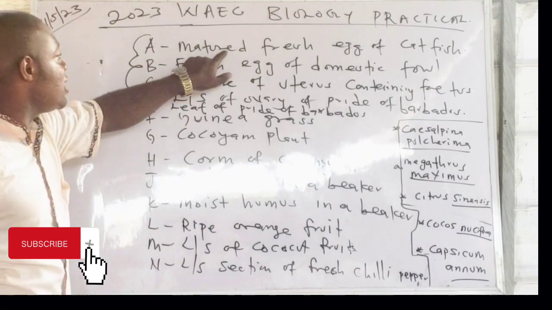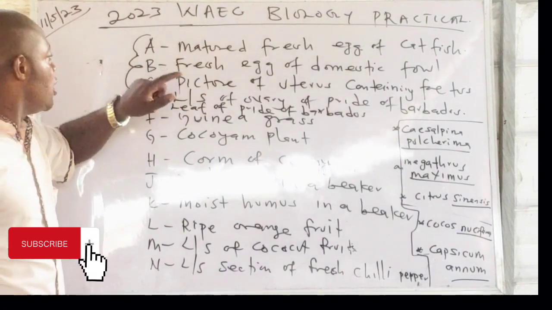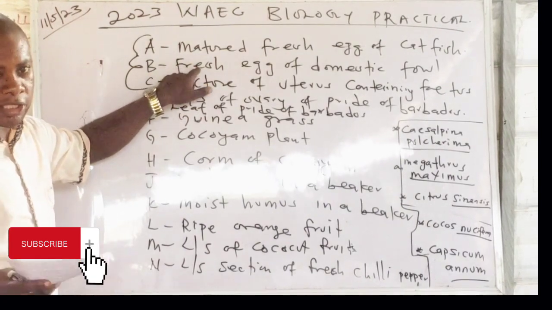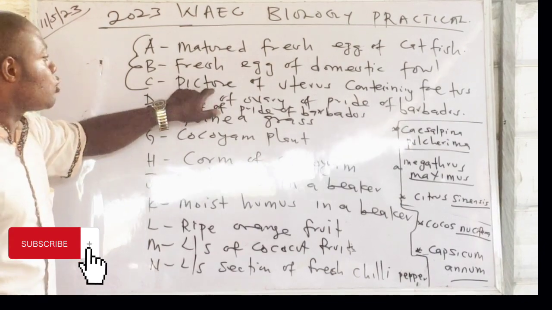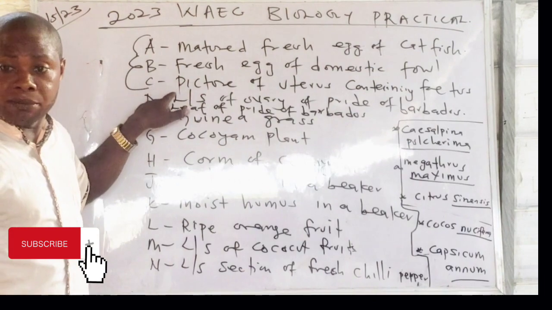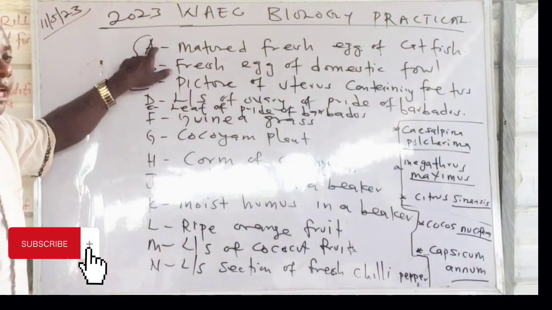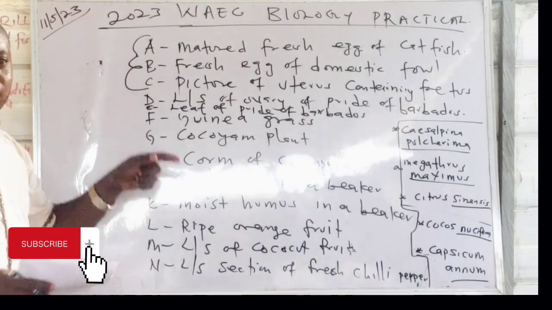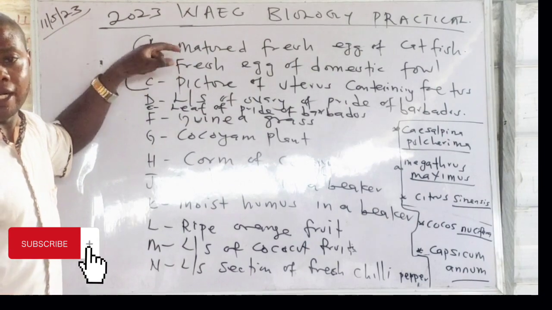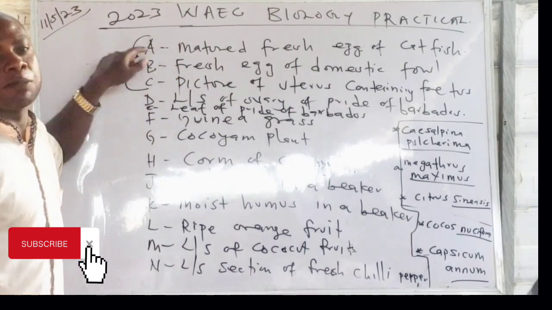That is, you will see this one is talking about an egg. Is that not so? A mature egg of a catfish. This one is talking about a fresh egg of a domestic fowl. It's still kind of synonymous. Look at a picture of uterus containing fetus. You can see the egg or ovum of a human being will give rise to a fetus inside the uterus. So you look at specimen A, specimen B, specimen C. They are still kind of synonymous. Now, let us look at likely questions that WAEC may be asking pertaining to specimen A, specimen B, specimen C.